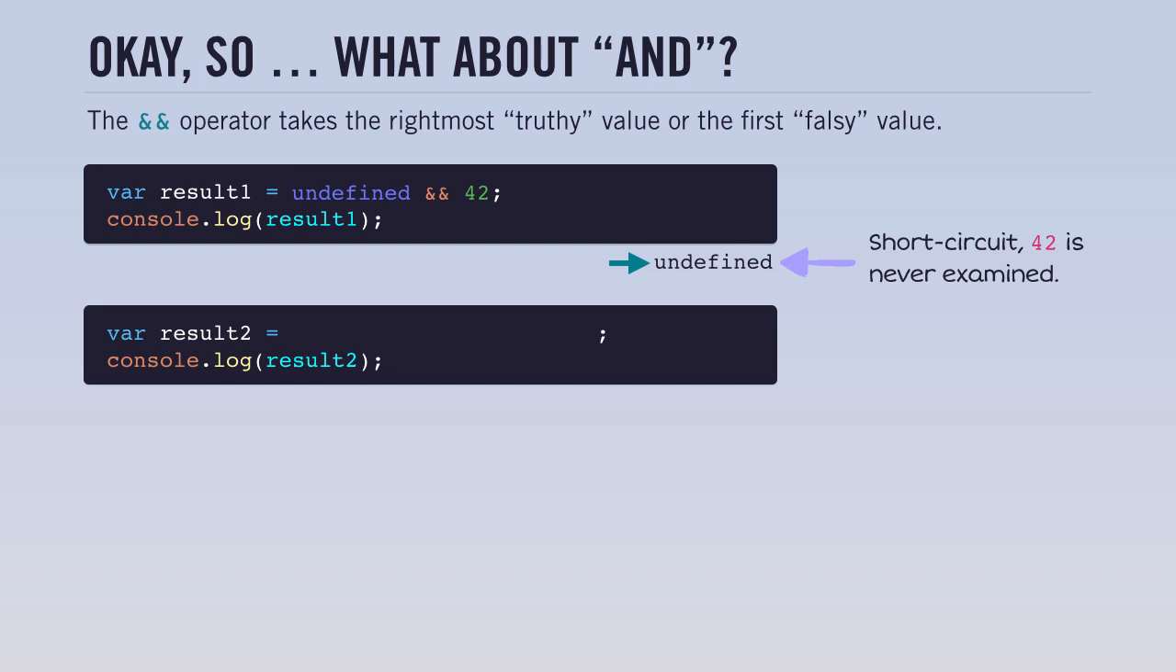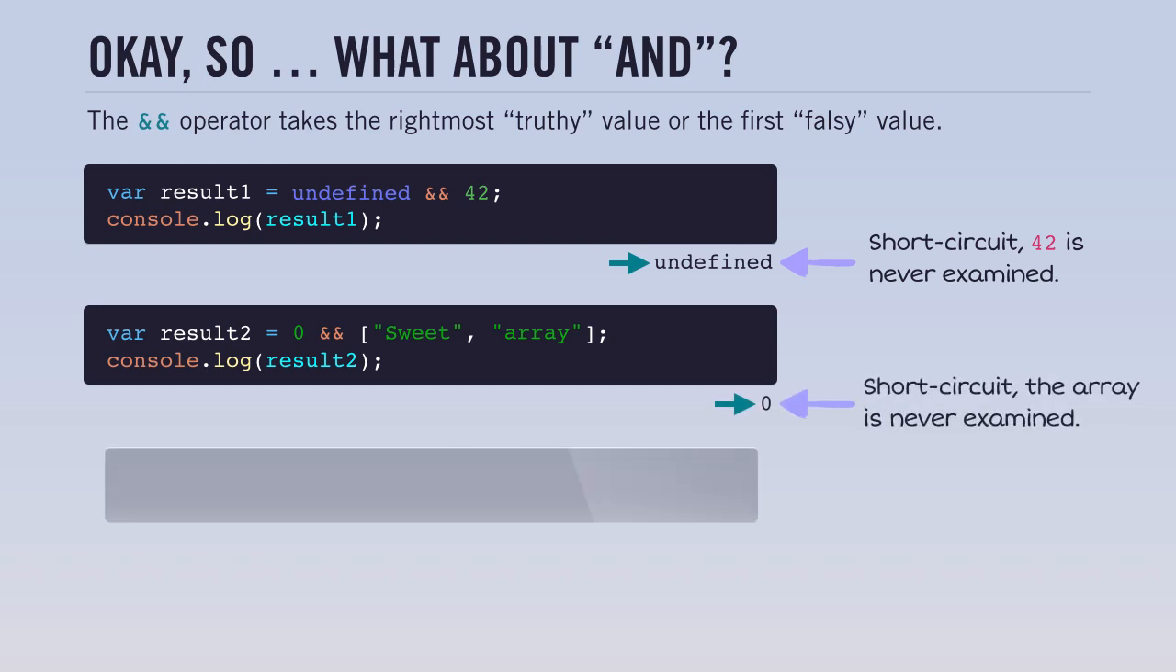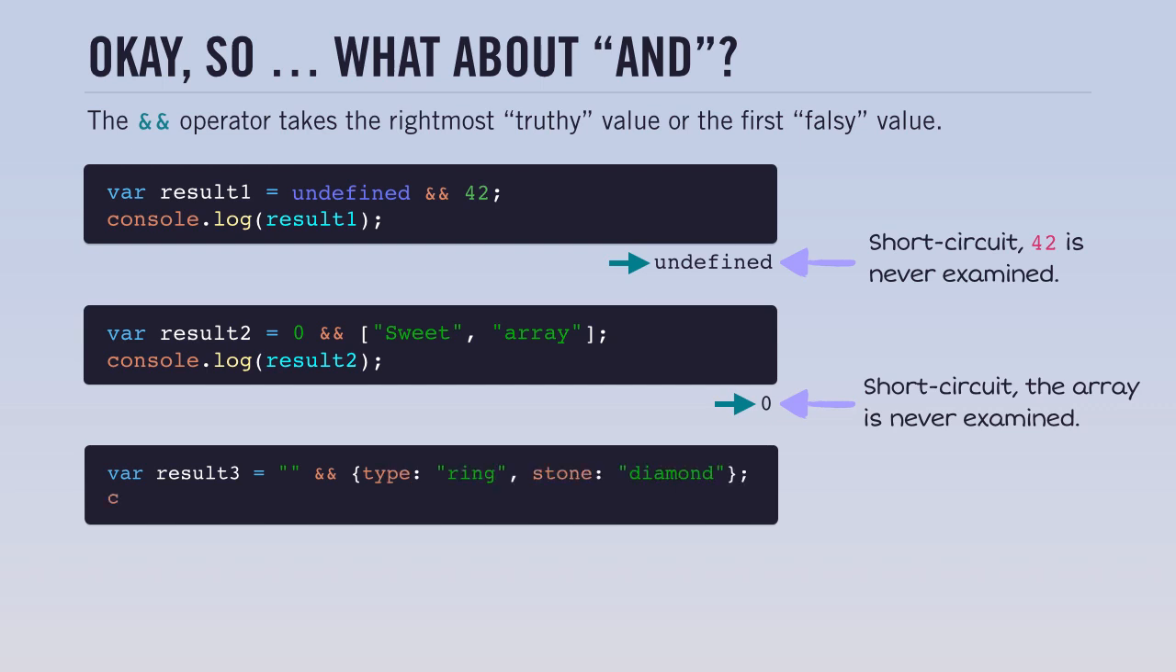In result 2, you can see that the 0 is the first falsy value obtained, and since now we can't make a truth value out of that compound, we're just going to take that 0 and assign it back to result 2. In result 3, we got the empty string first. No matter that there's an object next, we're just going to take that empty string because we obviously can't complete the true value.